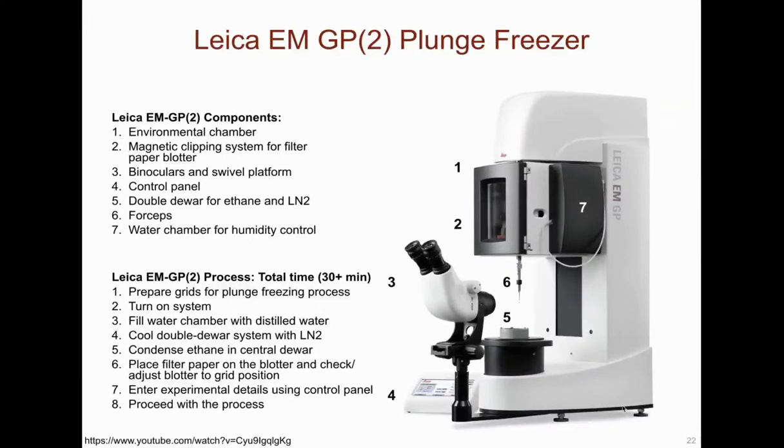Outlined below on this page are the major steps in operating the Leica EM-GP. The link will also bring you to a YouTube video about the Leica EM-GP. In total, the entire process for setting up the unit and freezing a small batch of grids takes approximately 30 minutes.